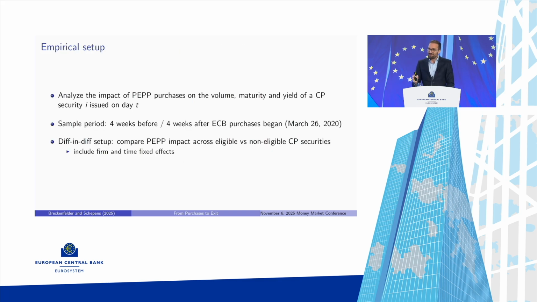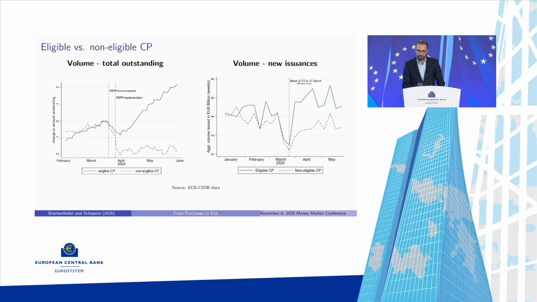So now we want to put this again into a regression. So the empirical setup is really that we analyze the impact of PEP purchases on volumes, maturity, and yield of commercial paper. And we have this diff-in-diff setup where we compare PEP impact across eligible versus non-eligible commercial paper securities. And the sample period here is 4 weeks before and 4 weeks after the ECB started buying these securities.